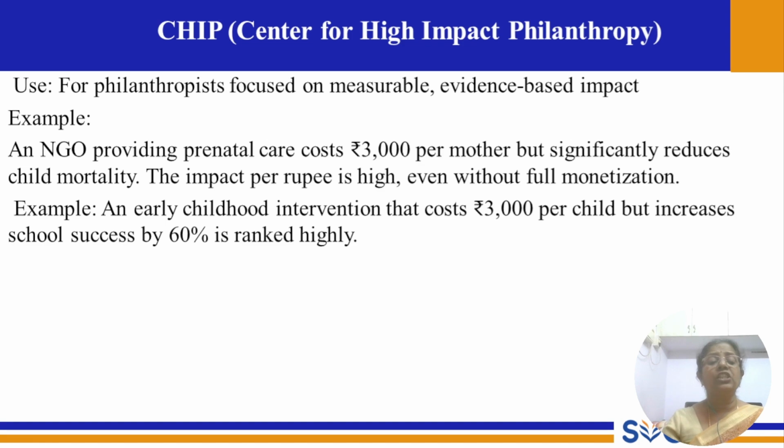Example, an NGO providing prenatal care costs rupees 3,000 per mother but significantly reduces child mortality. The impact per rupee is high, even without full monetization. Example, an early childhood intervention that costs rupees 3,000 per child but increases school success by 60% is ranked highly.